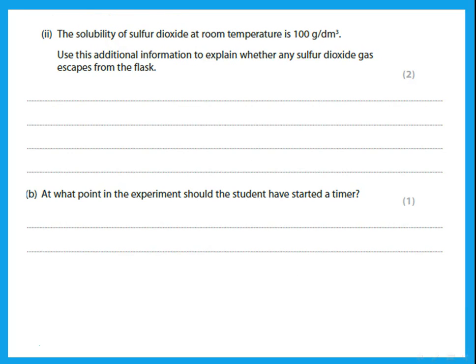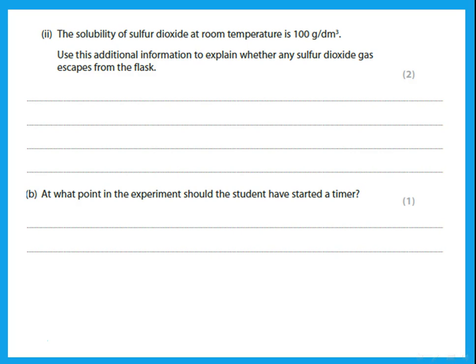Now he's saying the solubility of sulfur dioxide at room temperature is 100 gram per decimeter cubed. Use this additional information to explain whether sulfur dioxide gas escapes from the flask. Remember that here he's putting what? He's saying if I have 100 grams of sulfur dioxide in 1 decimeter cubed of solution, then the sulfur dioxide will dissolve more than that. So till that it is soluble.